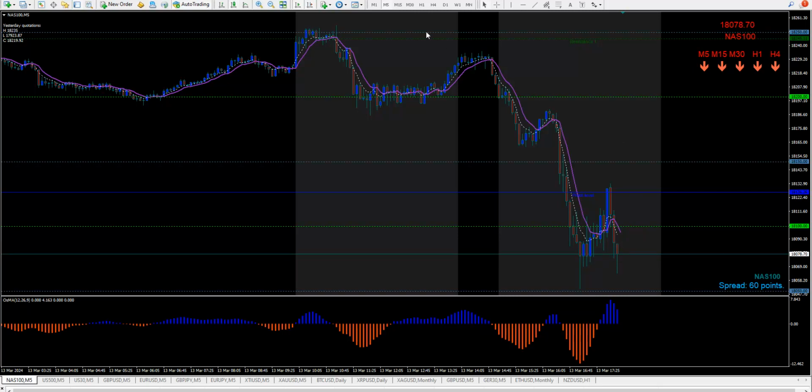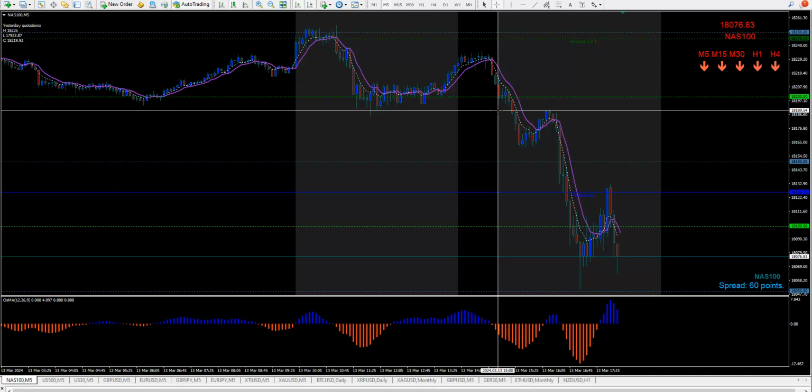Okay, let's check out these setups. This is the NASDAQ 5-minute, the NAS 5-minute. See it at the top of the chart? Our first setup of the New York session, which starts at 8 o'clock Eastern Standard Time.